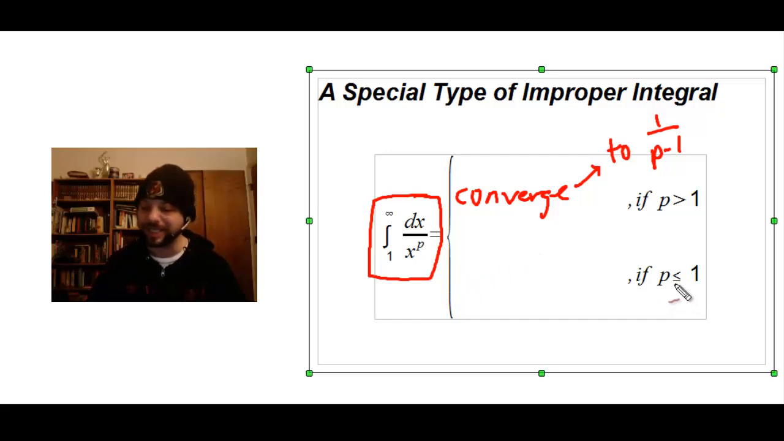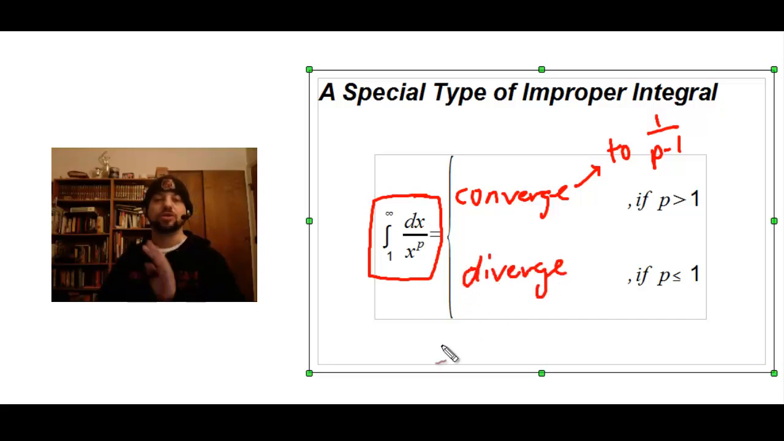However, if p is less than or equal to 1, in that case, this will diverge. Now, of course, you are certainly welcome to try these problems out the long way using the limits, but I think you'll find that this table summarizes it very, very nicely for you. Now, this being said, let's take a look at a couple of examples of P-series and how they'll work.